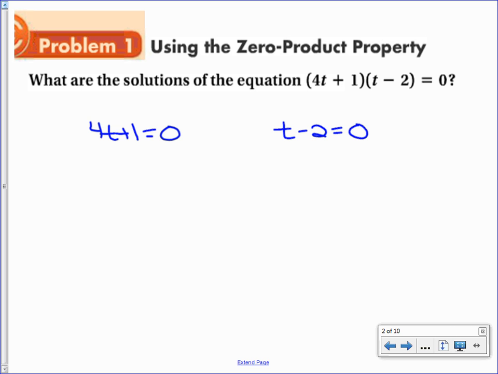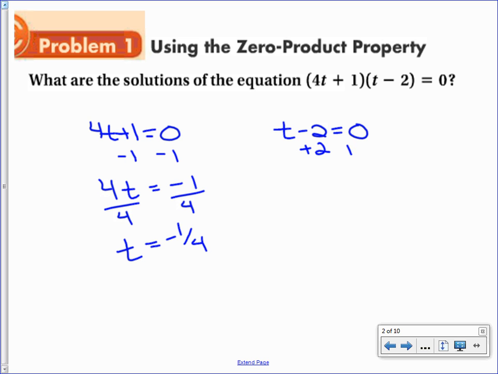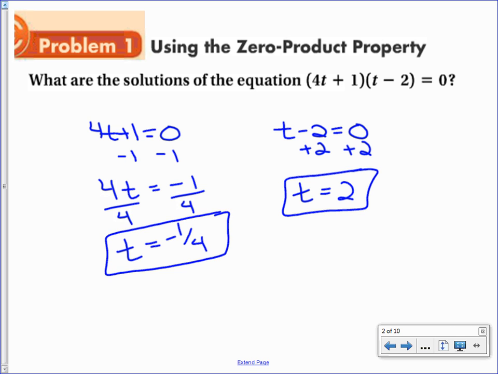The first equation, if you solve for t, you subtract 1. Divide by 4. And t equals negative 1/4. On the second part here, we add 2. And my 2 solutions of the problem are t equals negative 1/4 and t equals 2. What that means, if you graph this quadratic, the zeros or the intercepts, the x-intercepts, or the solutions are negative 1/4 and 2.